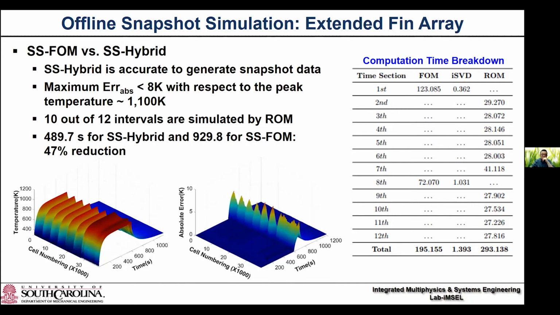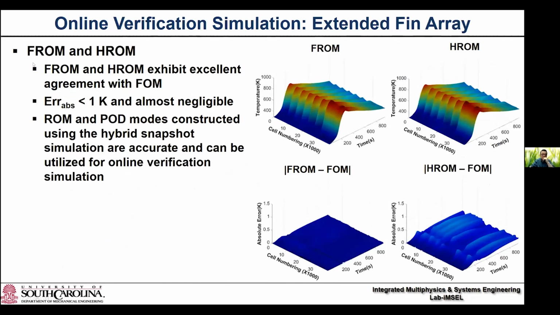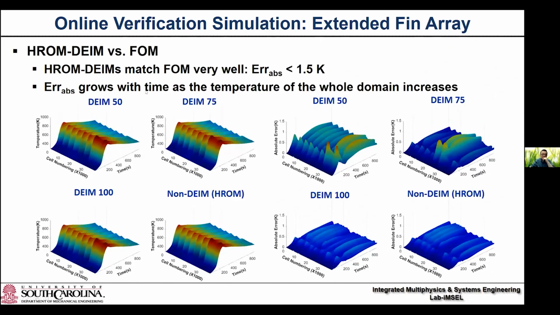This one compares the reduced model generated by the traditional approach, which is FROM, and the HROM, the ROM generated by our hybrid snapshot simulation, and you can see that both of them agree with each other very well. The error is less than 1K, which is almost negligible. Here we also compare our ROM DEIM generated by our hybrid snapshot simulation with the full order model using 50, 75, and 100 DEIM interpolation points, and this one without any interpolation. Although the error increases with time, in general it is less than 1.5K, which again confirms that this ROM DEIM is very accurate.